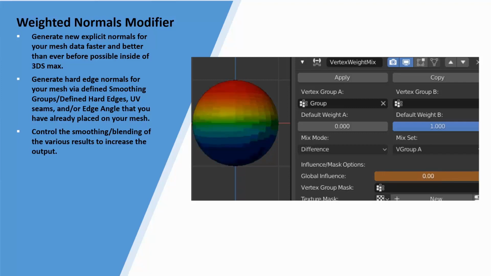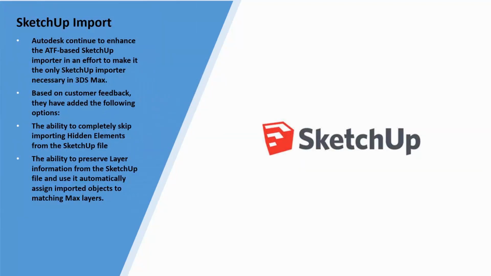The next bit that we look at is going to be importing from SketchUp. So the ability to skip hidden items while importing SketchUp files has been added. Based on customer feedback, they've also added the ability to preserve layer information from the SketchUp file and use it automatically to assign imported objects to matching Max layers.